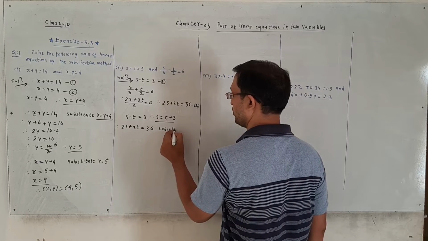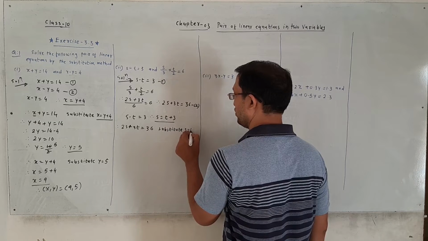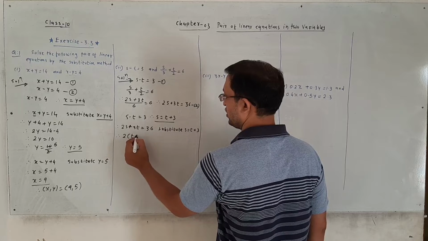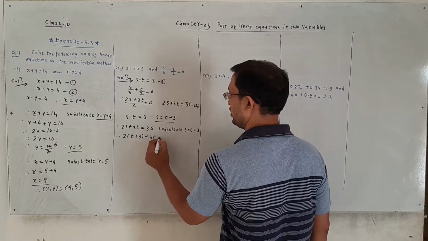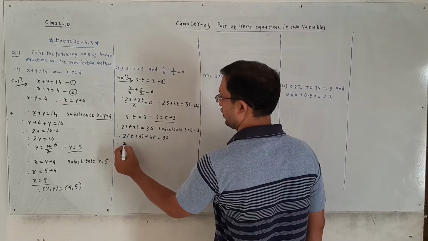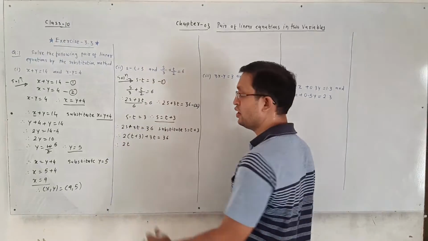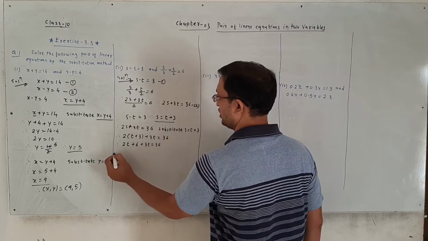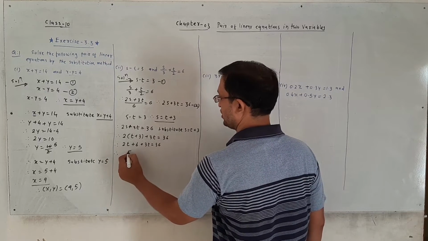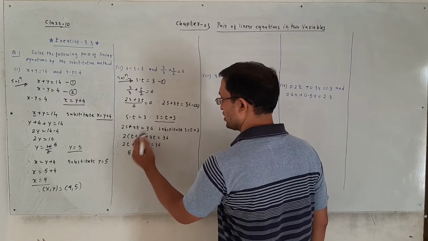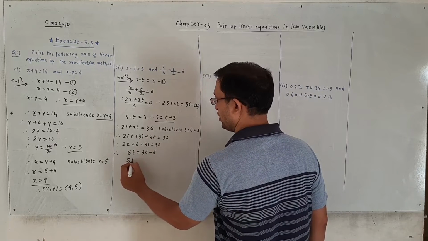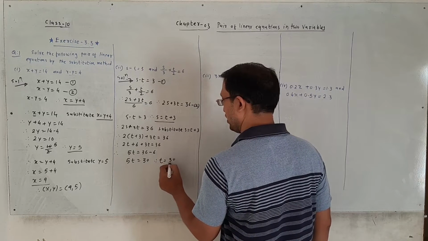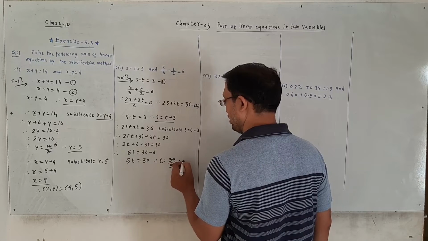Substitute s is equal to t plus 3. 2s means 2 times t plus 3, plus 3t is equal to 36. Therefore, simplify this equation. 2t plus 6 plus 3t is equal to 36. 2t plus 3t, that is equal to 5t. 36 minus 6, 5t is equal to 30. Therefore t is equal to 30 divided by 5. Therefore t is equal to 6.